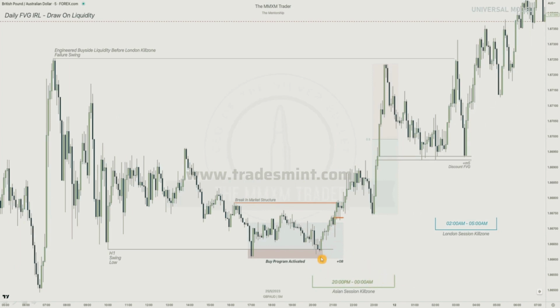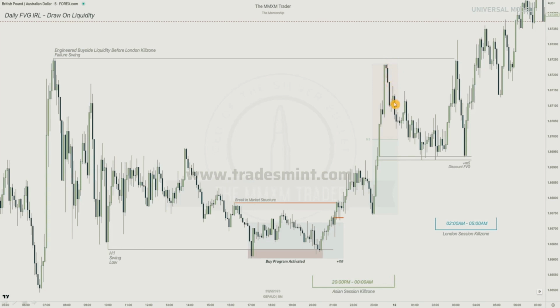So now we went over that Asian session kill zone, right? That OTE entry over here and this order block supporting price to go up higher. We still have that engineered buy side liquidity, right? Because we had that failure swing up here, because this high is still not taken out.